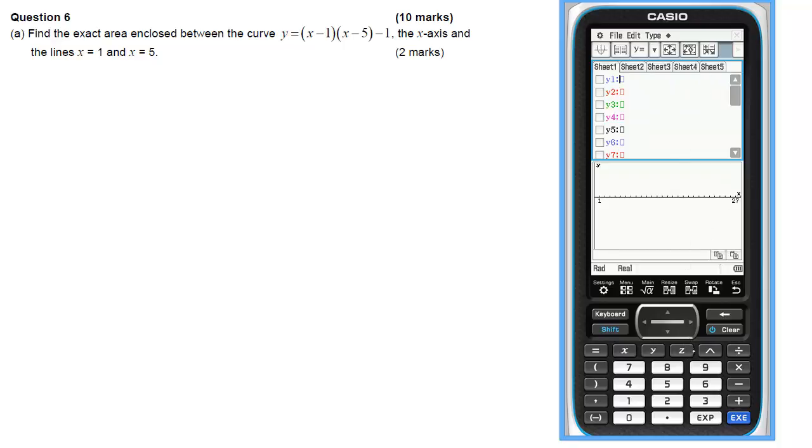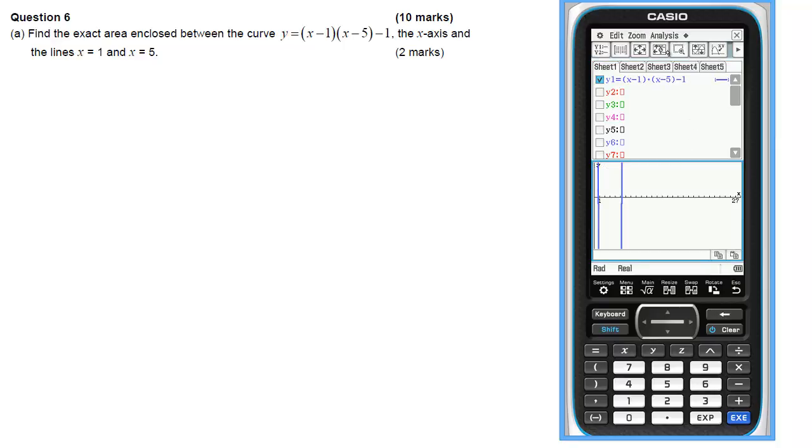And y is (x - 1)(x - 5) take away 1, and let's graph that.